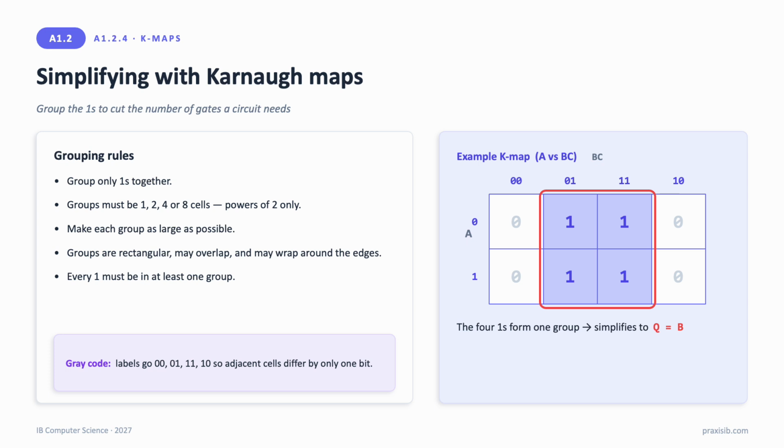One more detail. The labels along the grid go 00, 01, 11, 10. That funny order is called Gray code, and it's arranged so that neighboring cells only differ by a single bit. In the example on the screen, all 4 ones form one big group, and that whole group simplifies down to just Q equals B. Everything else cancels out. Beautifully simple. A higher level exam tip: always make your groups as large as possible, because larger groups mean a simpler answer, and smaller groups leave easy marks behind.